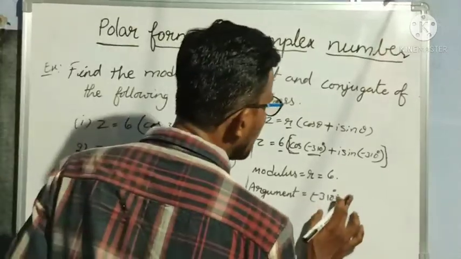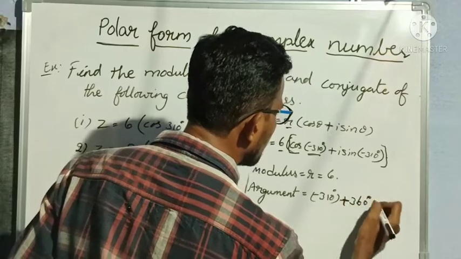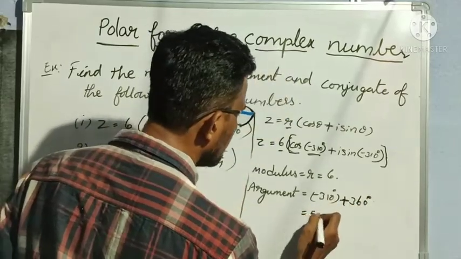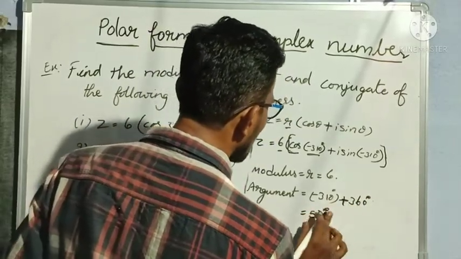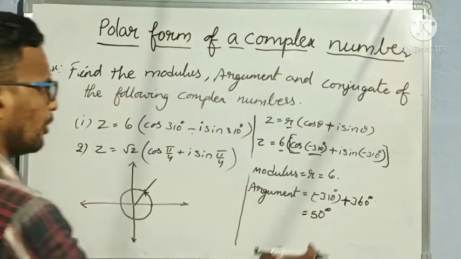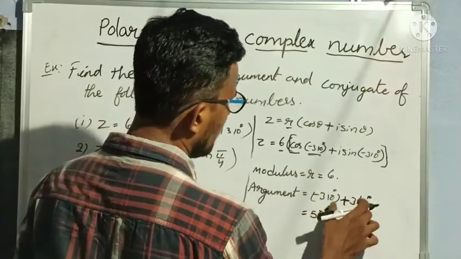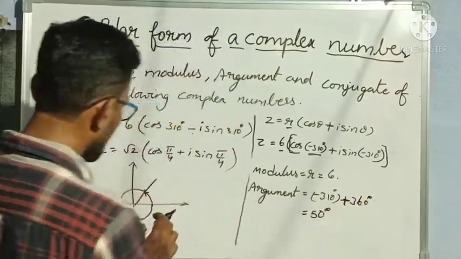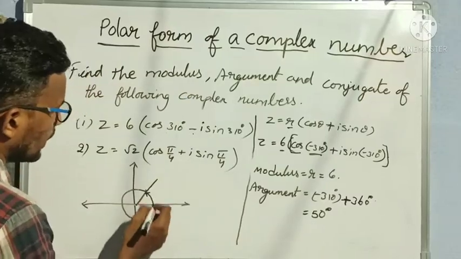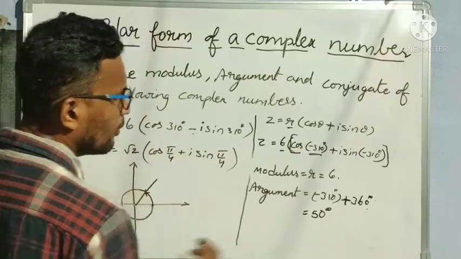So if I move like that, then what should I do here? Add 360 degrees. So plus 360 degrees. So 360 minus 310 is 50 degrees. That becomes the argument value. Understood everybody? So if we want the argument in a positive direction, then we have to take plus the nearest axis. Here our nearest axis is 360 degrees, the complete angle. That's why I am taking plus 360, so 50 degrees.